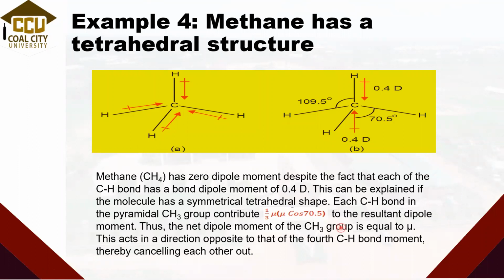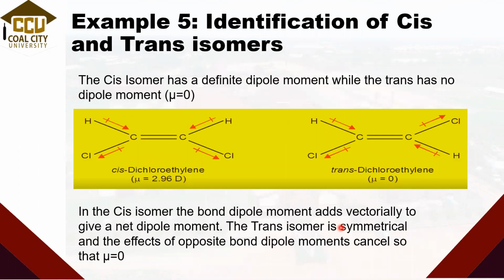That's CH4. Now, identification of cis and trans isomers. We can use dipole moment to identify cis-trans isomers. The cis isomer has a definite dipole moment, while the trans has no dipole moment. So I can identify the cis and the trans isomer of a molecule just by calculating its dipole moment. What do I mean? This molecule we have here is a dichloroethylene. You can see two chlorines, so that's what we call dichloro, and these are two carbons with an ethylene double bond, and this here is also a dichloroethylene. What's their difference? They are isomers of each other, what we call geometric isomers, since one of them is cis and the other is trans.